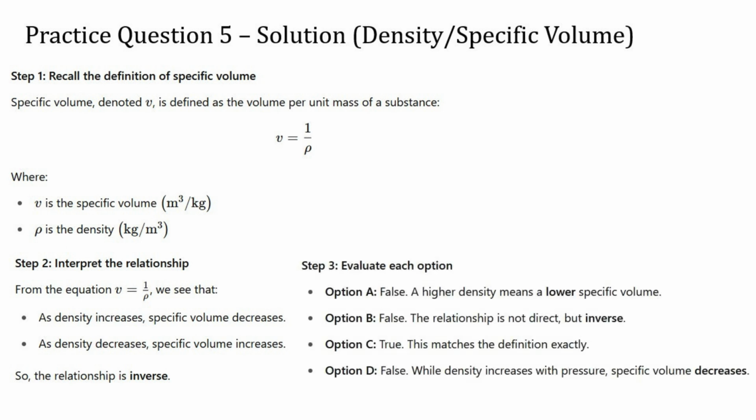Finally, we evaluate the given answer choices one by one. Option A incorrectly states that a higher density means a higher specific volume, which contradicts the inverse relationship. Option B also incorrectly claims a direct proportionality. Option D is false because while density increases with pressure, specific volume actually decreases. Option C, however, directly states the correct relationship. Specific volume is the reciprocal of density. Therefore, the correct answer is option C.